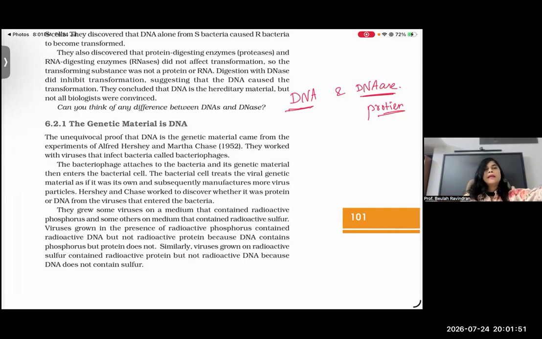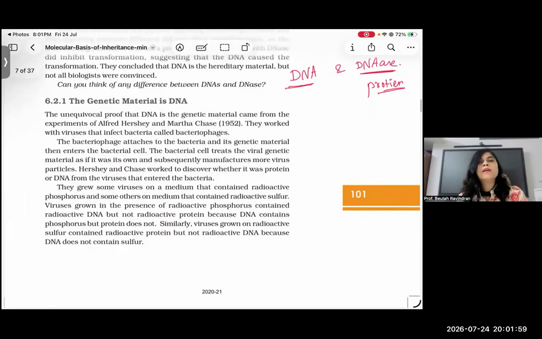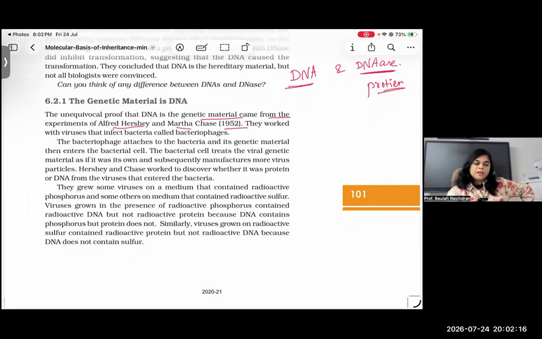Okay, so right now we saw that DNA is the genetic material. So, bacteriophage, we can say. This was the first experiment by which all biologists were convinced that DNA is the genetic material. In 1952 it was carried out by Alfred Hershey and Martha Chase. They worked with viruses that infect bacteria, called bacteriophages.